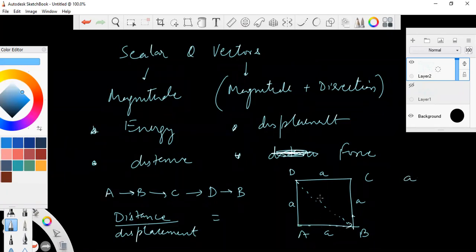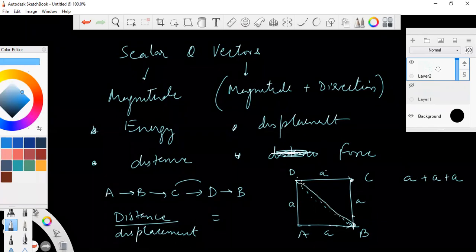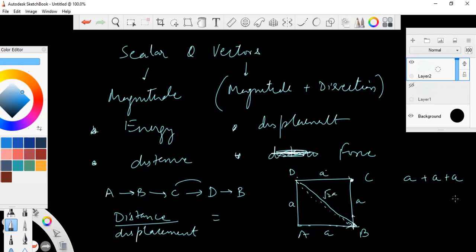Then B to C, if he's moving again, he will travel a. Then C to D is again a. Then D to B is this path. What is the value of this path? So a square plus a square under root, root 2a, right? Yes, sir. So the distance is 3a plus root 2a. Correct? This is your distance for this path.